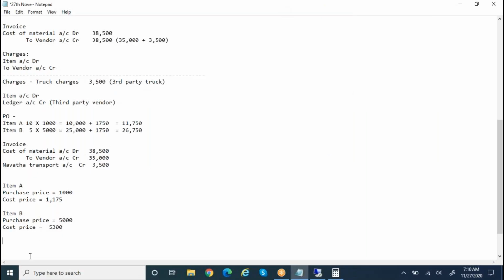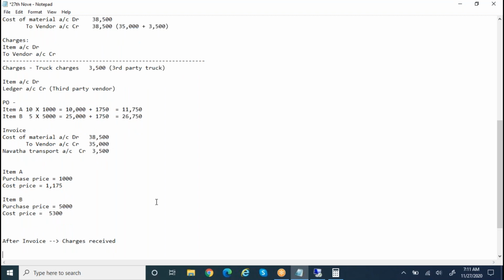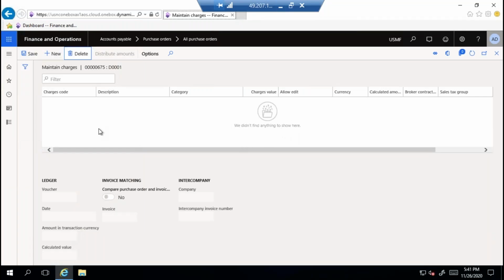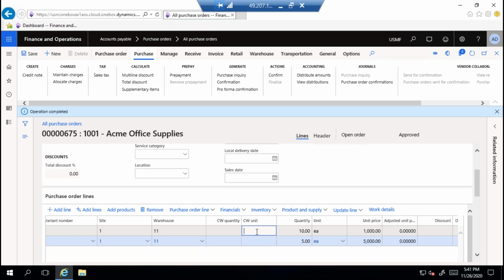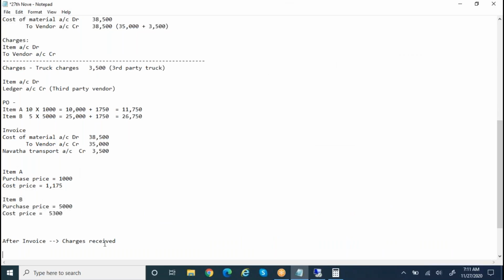Sure. That point I will discuss after the invoice. After the invoice, the charges are received. If it is before invoicing, at any point of time you can apply, there is no issue. Suppose you have received the product receipt, and after that also you can apply, you can maintain charges. I will show you that also. We'll discuss these points one by one. There are 2 scenarios: one is after invoice, and the other is after product receipt but before invoice. We'll verify these 2 scenarios.